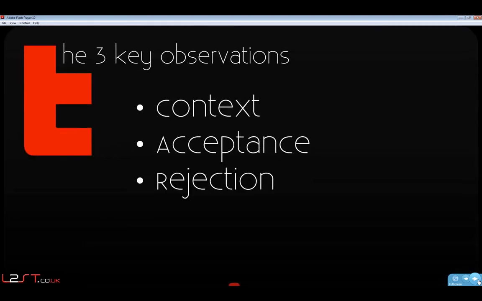There are 3 key observations that we must make. Firstly, you've got to understand context. Secondly, you have to understand acceptance. Thirdly, you have to understand rejection. Context is all about understanding which context the market is currently within. Acceptance is understanding which prices the majority of market participants have proven they are interested in accepting. And rejection, which prices the majority of market participants have proven that they are rejecting.